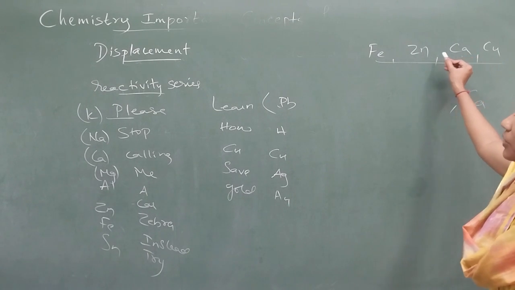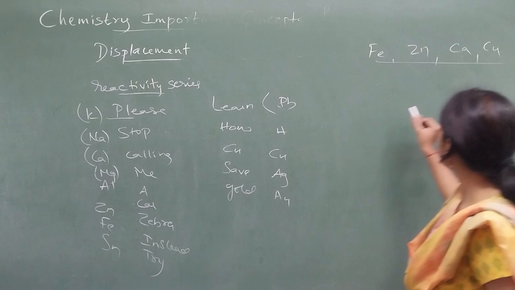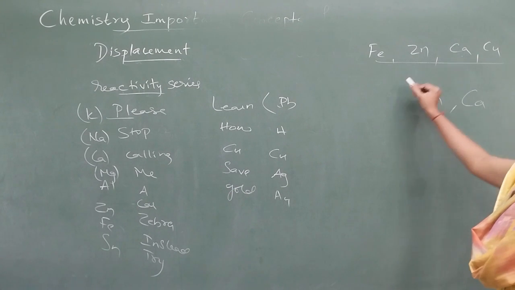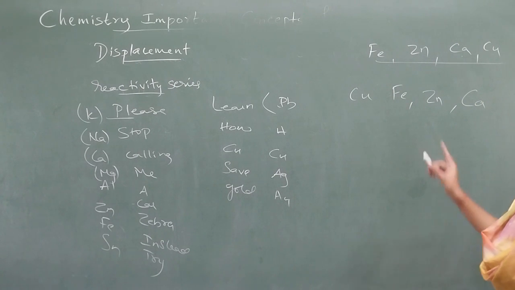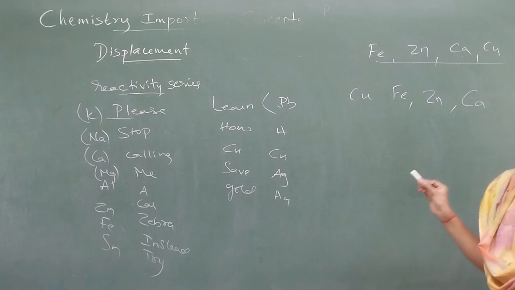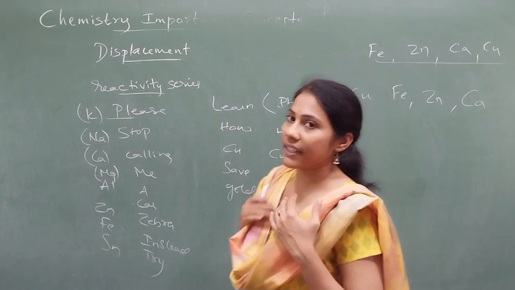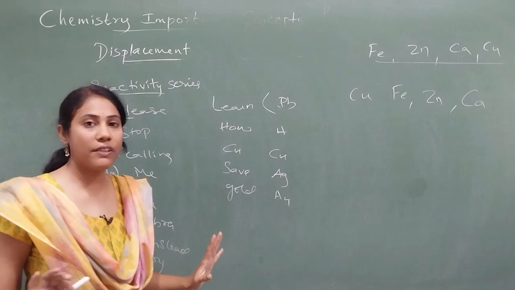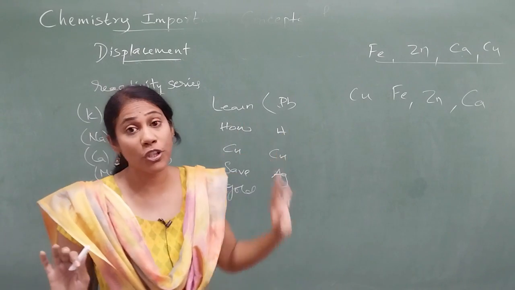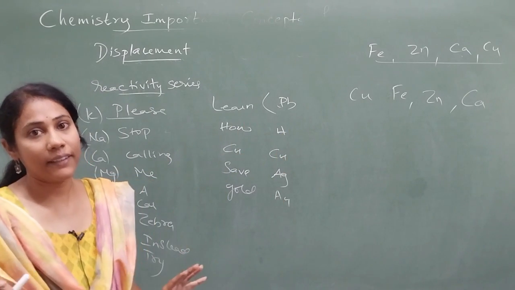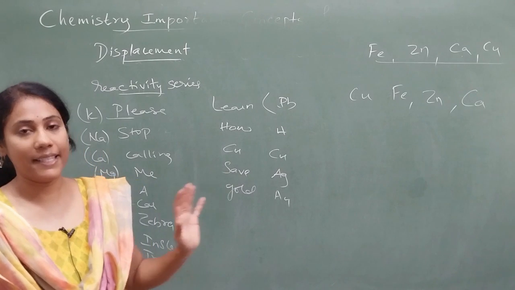So after calcium, which is more reactive? Zinc is there. Zinc is more reactive. And after that comes iron, and copper is less reactive, right? So this way you can arrange in the increasing order, you can arrange in the decreasing order, right? Whatever the question they ask, you can answer easily. So this type of questions also you have to take care. That is very, very essential.